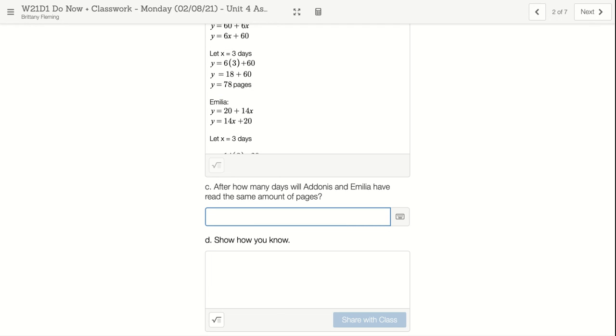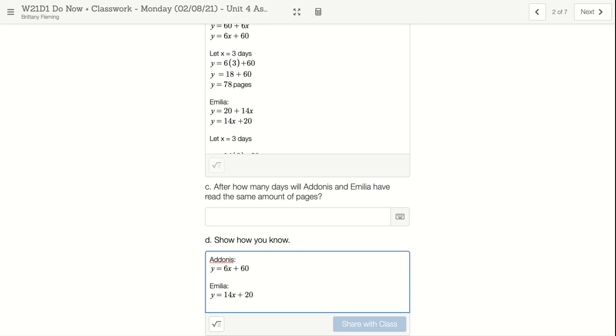Part C asks, after how many days will Adonis and Amelia have read the same amount of pages? I know for part D, I have to show how I know, so I'm just going to show my work right here. So I have written the equation for Adonis and for Amelia, and I'm going to use the substitution method to solve this equation. So it's called substitution.